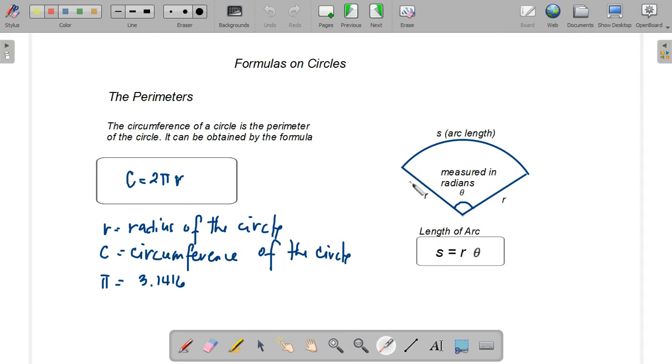So we also have the arc. Okay, so the arc length, if it's not the whole circumference, we have the arc length of a sector. Okay, wherein S represents the arc length. The theta here is the central angle measured in radians, and these two lines here are the radius of the circle. So the length of the arc is equal to the radius times the central angle.